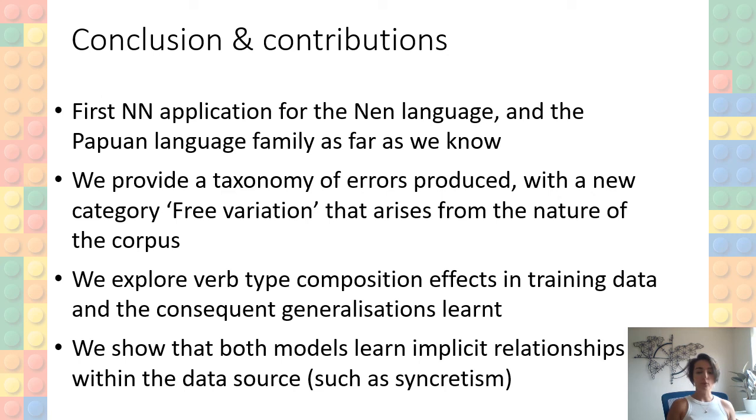We show that both models learn implicit relationships within the data source. So we show that even though we're not explicit about syncretism, the model is picking up on this behavior, which kind of leads us to think a little more carefully about the training data we provide for training such models.